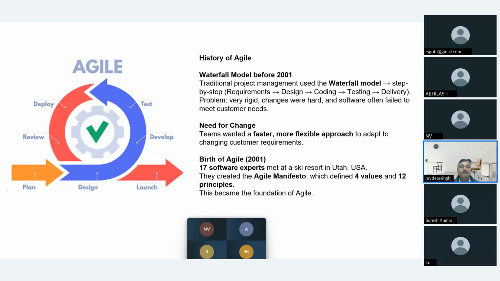Now people felt that we need to change this approach. The team wanted a faster, more flexible approach to adapt to changing customer requirements. So Agile was born in 2001, when 17 software experts met at the Snowbird Resort in Utah, in the US. They created the Agile Manifesto, which defined four values and 12 principles. So Agile was born here in 2001. Till now is it clear, guys?